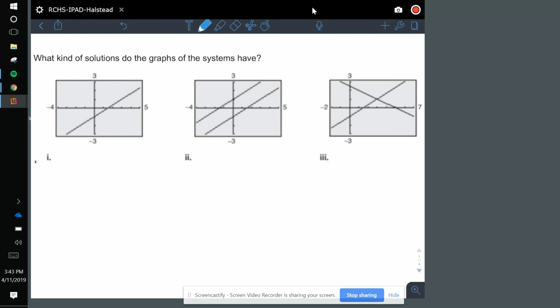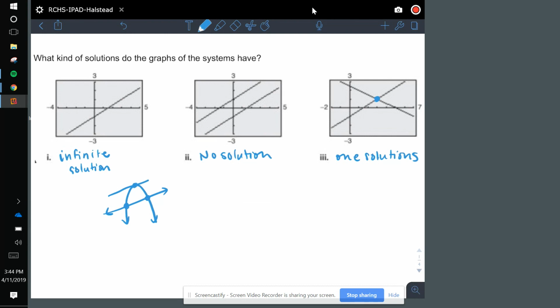Next, what kind of solution do each of these linear graphs have? Well, if they're right on top of each other, that would be infinite solutions. So all ordered pairs on that line work. When they never intersect, that's no solution. And when they intersect one time, that would be one solution. We're going to look at some other graphs today that are not linear. So if a quadratic and a line intersect, how many times could they intersect? Well, they could intersect once, they could intersect twice, or they could intersect no times. Okay, so we'll look at some other different types of curves as well.